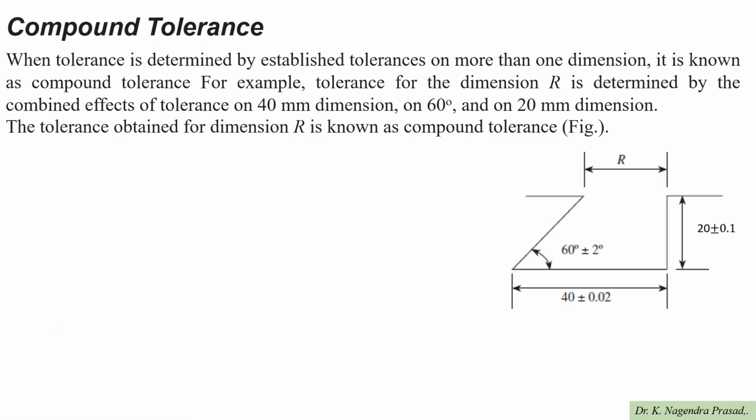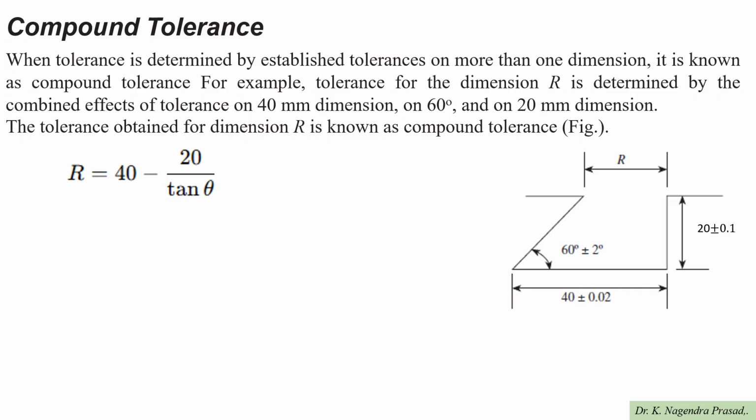So next we have to discuss about the compound tolerance. When tolerance is determined by established tolerance on more than one dimension, it is known as the compound tolerance. For example, tolerance for the dimension R is determined by the combined effect of tolerance on 40 mm dimension, on 60 degrees and on the 20 mm dimension. Then tolerance obtained for dimension R is known as the compound tolerance.